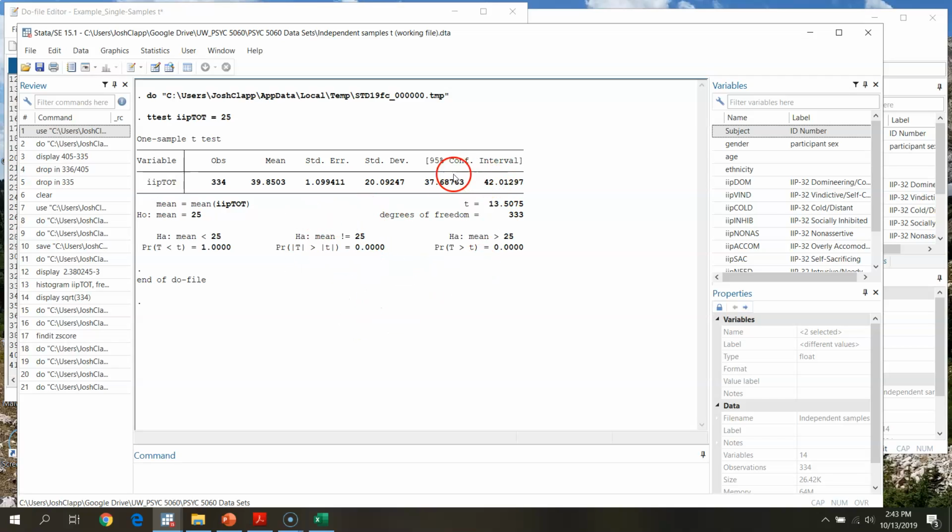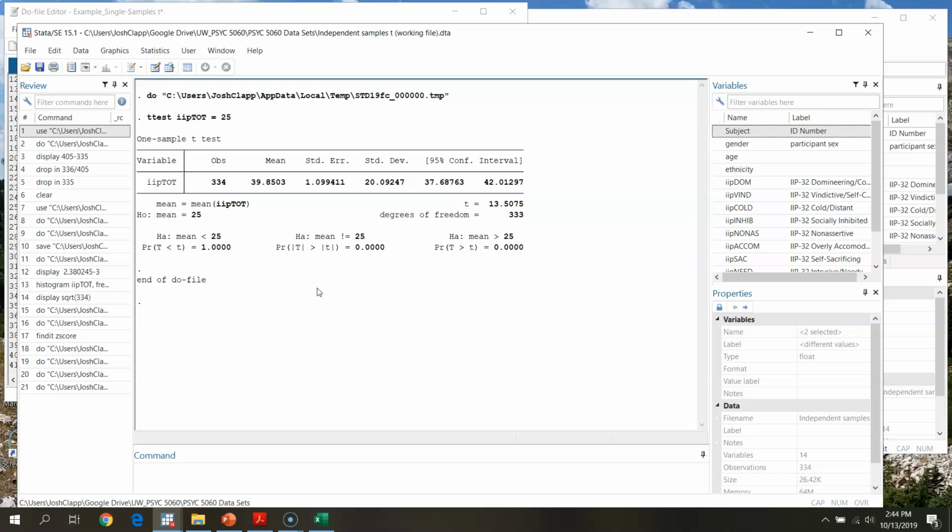Okay, so we see that our confidence bound doesn't contain 25. 25 is not a reasonable estimate based on our 95% confidence interval around the mean. We have a very, very large t statistic. All this is leading us to reject the null hypothesis and say that it would be unlikely to observe these data, assuming that the actual mean IAP score in the population of undergraduates exposed to significant trauma was 25.